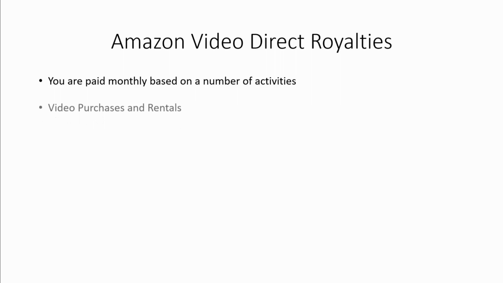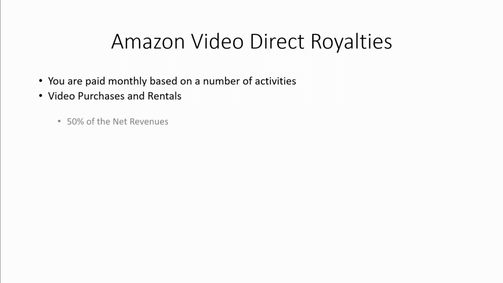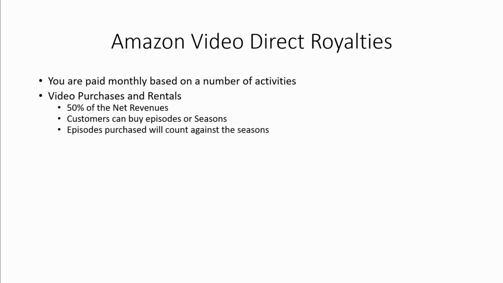So now we'll discuss royalties and compensation. You are going to be paid monthly based on a number of different activities altogether. First, you're going to be paid for video purchases and rentals. You'll be paid 50% of the net revenues of purchases and rentals. Customers can buy episodes or seasons, and any episodes that they purchase, if they decide to purchase a season later, will count toward their actual purchase. They'll get the entire season at a discount.